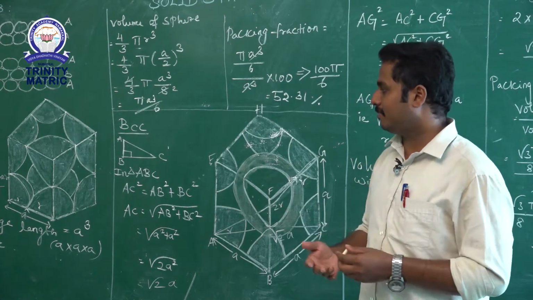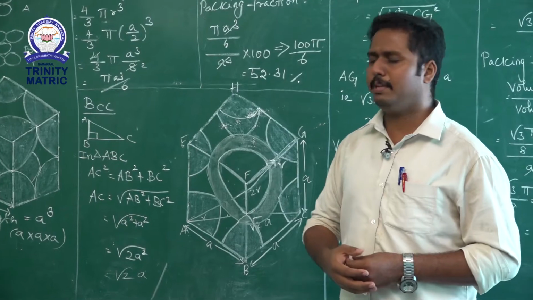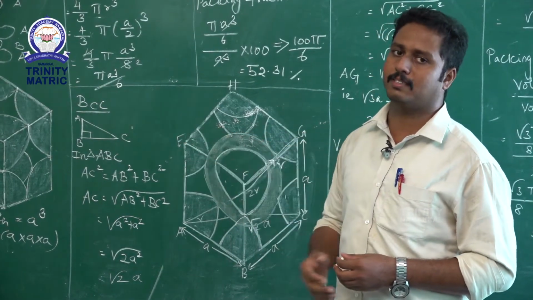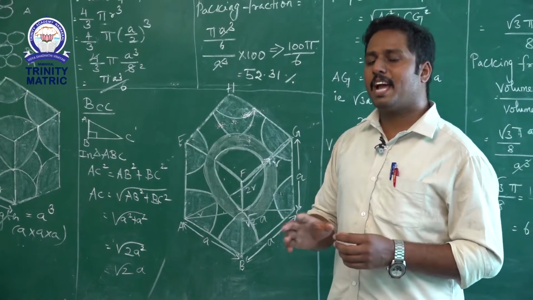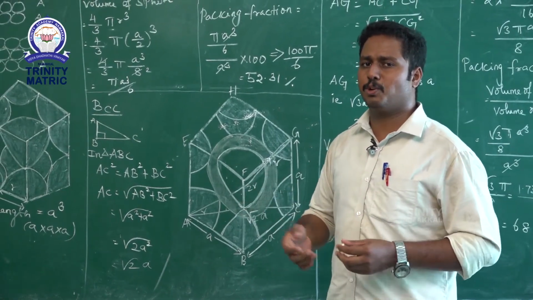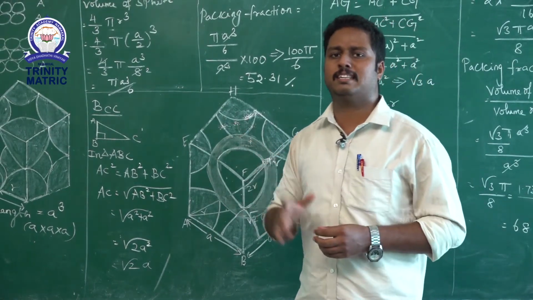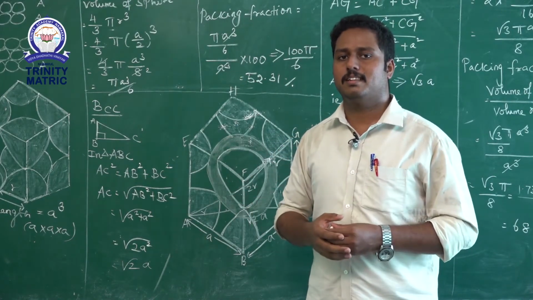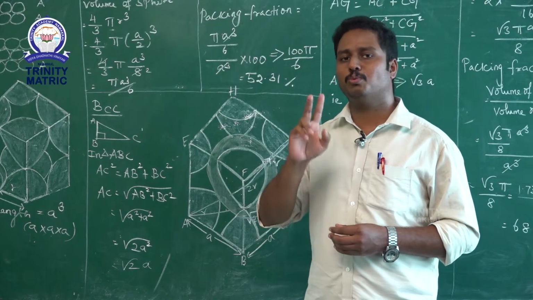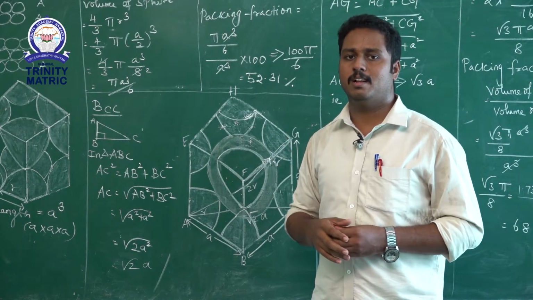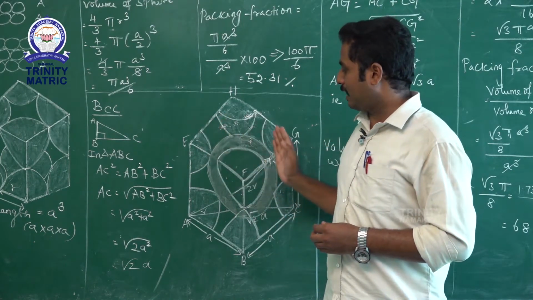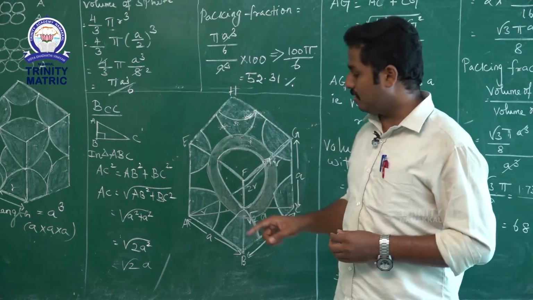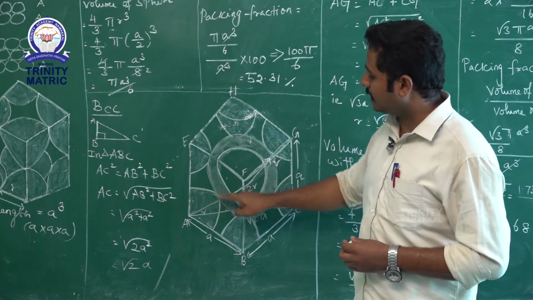Next, the BCC system. BCC means body centered cubic system. Here we have two kinds of arrangement. In simple cubic there is no problem: only one lattice point, present in the corner, as we said. So what about the BCC? Here two kinds of lattice points are available. One is the lattice points present in the corners of the cube and another one is present in the center of the body.